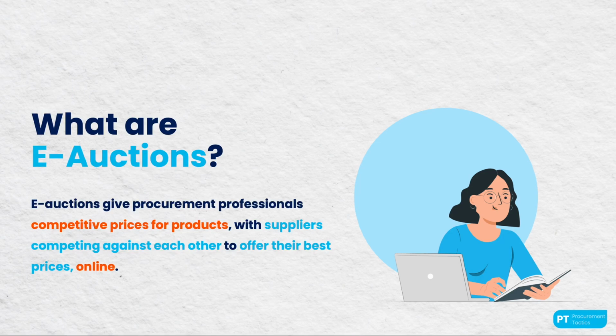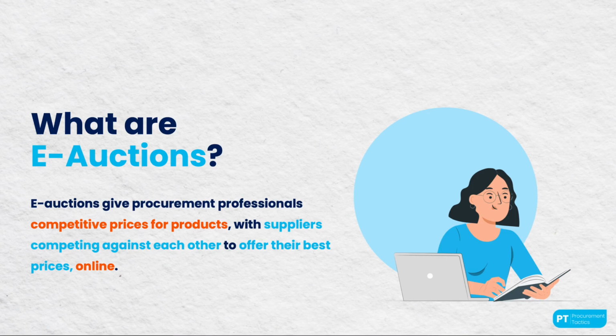First, let's discuss what electronic auctions or e-auctions are and when they should be used. E-auctions give procurement professionals competitive prices for products, with suppliers competing against each other to offer their best prices online. This speeds up the procurement process. E-auctions are usually the go-to method when different suppliers can deliver the product, and a quick and easy method is needed to find a supplier.